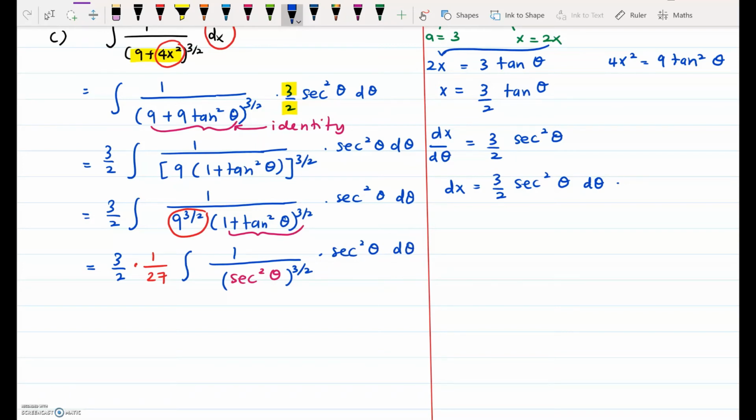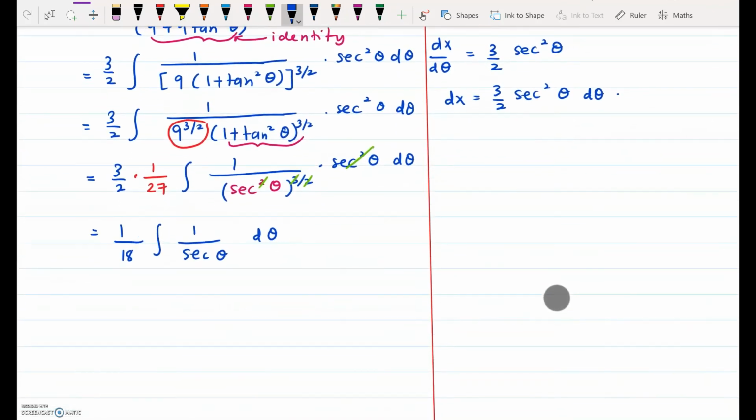Next, remember the aim of using this trigonometric substitution is to eliminate the radical form. Radical means the square root. Here we have power of 2, and you can cancel it off with this one, squared and square root. So the remaining function will be secant squared over secant to the power of 3, which you can cancel off. Lastly, 3 over 27 gives 1 over 9, and the rest is 1 over secant theta d theta.